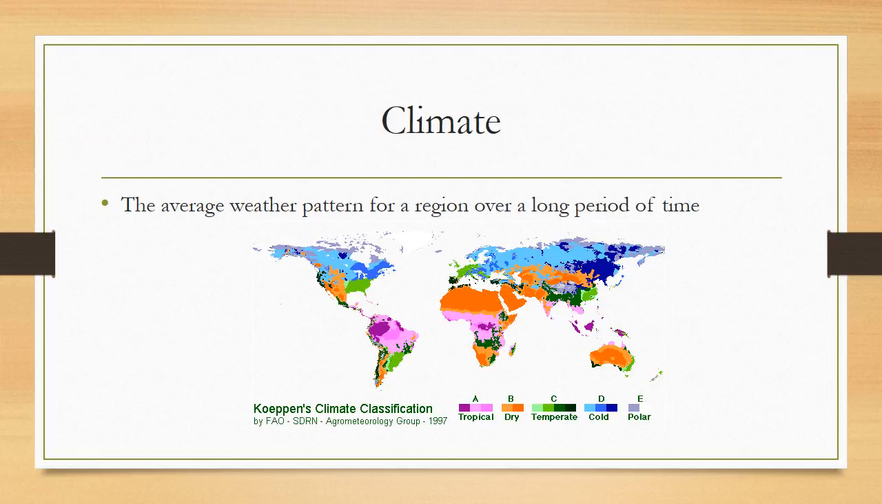Climate. Climate is the average weather pattern for a region over a long period of time. Climate is something that's formed over hundreds of years. What we're seeing in this picture right here is the average climate of places throughout the world. This is also the last slide of our chapter vocabulary.